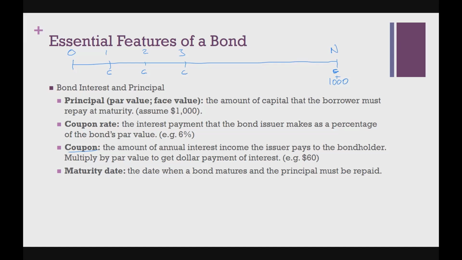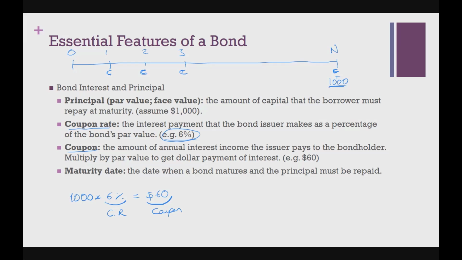The coupons are determined by the coupon rate. Whatever the coupon rate is, say 6% as an example, you multiply the par value by 6% and you get $60. So this is the $60, and this is the coupon rate, 6%, the monetary amount. This is the coupon. So the holder receives C dollars every single period plus $1,000 at the end.